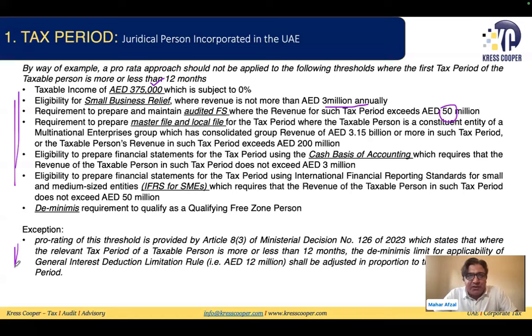Then if your tax period is 6 months, then the threshold is 6 months. If your interest is less than 6 million, you can claim 100%. Otherwise, you cannot claim. If your tax period is 9 months, then if your interest is less than 9 million, you can claim 100%. Otherwise, you cannot claim. Means this interest, you can take it on a pro rata basis. Rest of all the numbers as mentioned above, you cannot take on a pro rata basis.